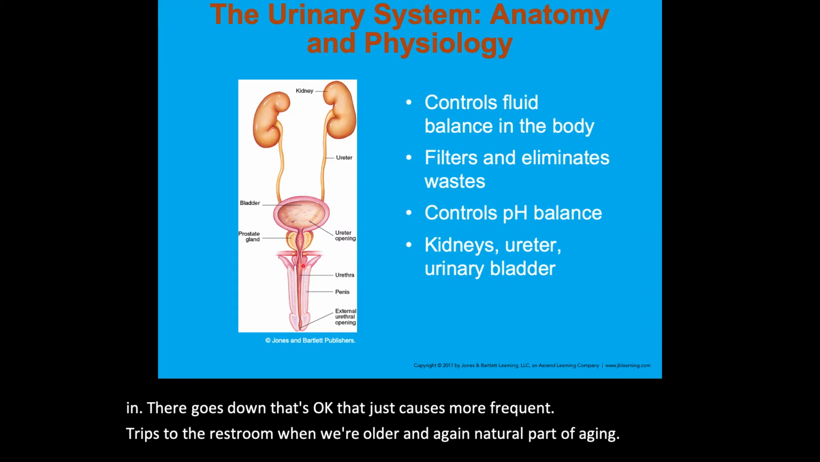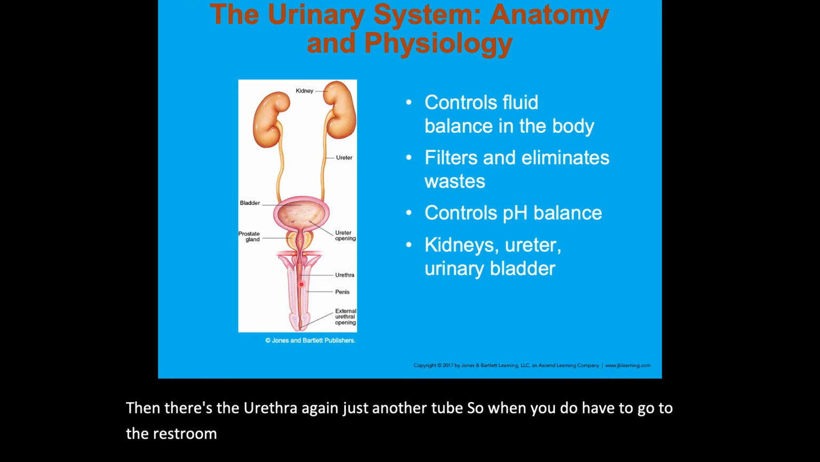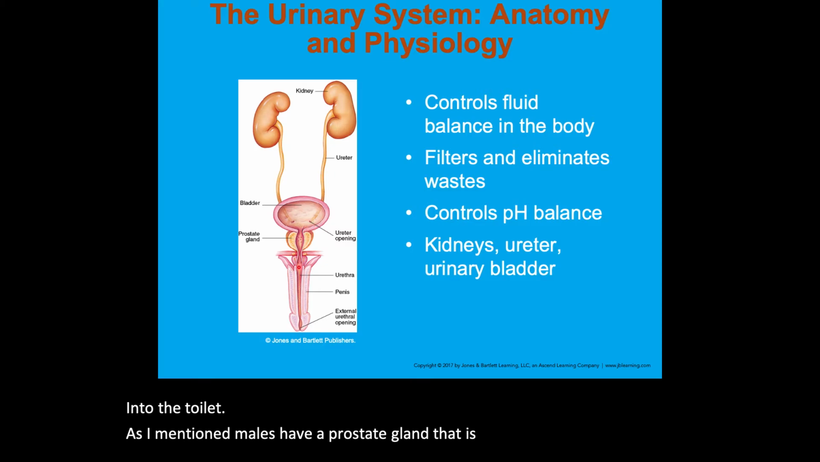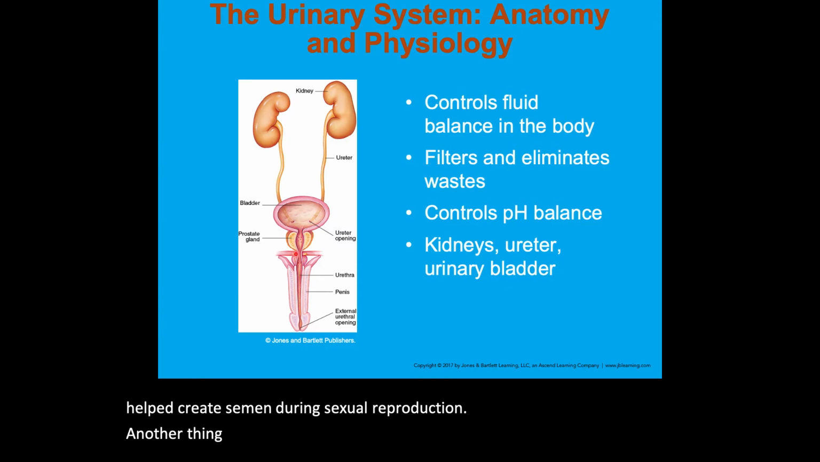Then there's the urethra, again, just another tube. So when you do have to go to the restroom, the urine will pass through and be released into the toilet. As I mentioned, males have a prostate gland that is in between the bladder and the urethra, the exit. The main function of this tissue is to provide secretions that help create semen during sexual reproduction. Another thing that this thing is really good at in older males is that it's a tissue that continues to grow.